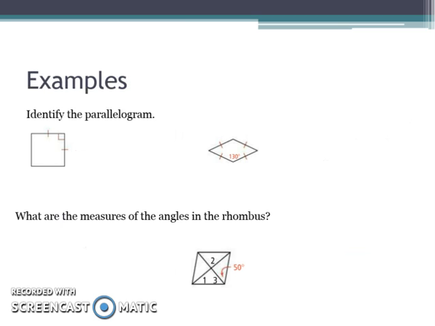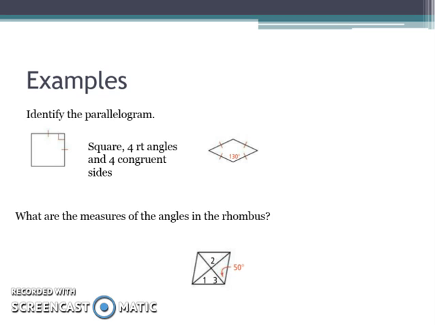Okay, so let's look at some examples here. Identify the parallelogram. This first one, we have two pairs of consecutive congruent sides, and we have a right angle. And because we have that, we know it's a parallelogram. That means the opposite angles are congruent, and consecutive angles add up to 180, so technically all of the angles are 90. Since they're all 90, it's a rectangle. But since it's a parallelogram, opposite sides are also congruent, so technically all four sides are congruent. So this is in fact a square, because it has both all right angles and all four congruent sides. There we go.